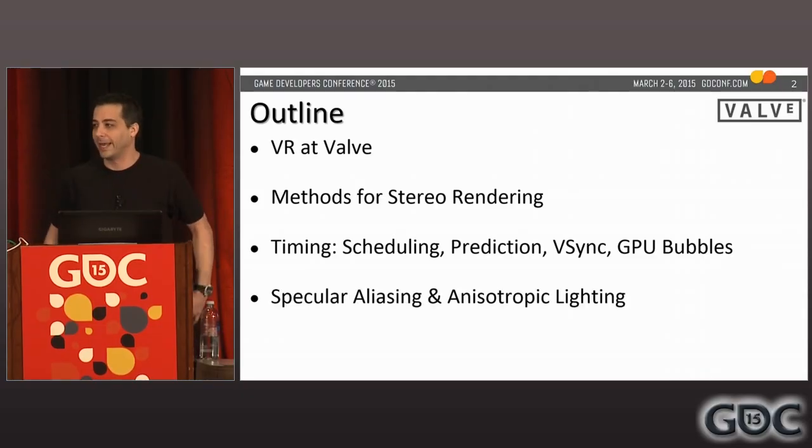The next section is going to be all about aliasing. We're going to cover specular aliasing, geometric aliasing, and a bunch of solutions where we get anisotropic lighting that kind of falls out of the solution to solving a bunch of aliasing problems.